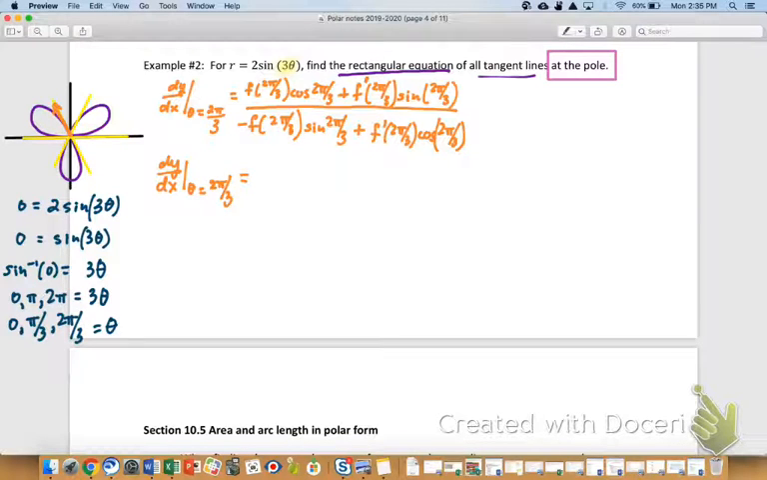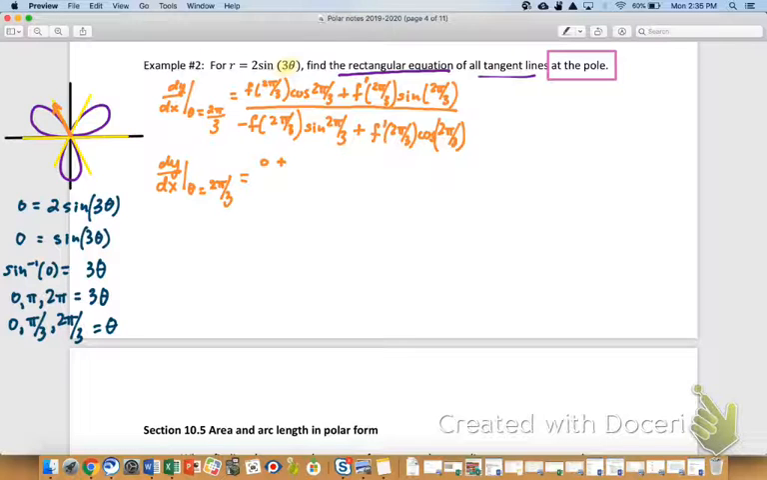Okay, so let's see here. f of 2 pi over 3. So that means we need to plug in 2 pi over 3 into our original radius equation. So that would be sine of 2 pi. And what's the sine of 2 pi? Oh my goodness, isn't that awesome? That makes that whole first term 0. That'll make things a little bit easier.